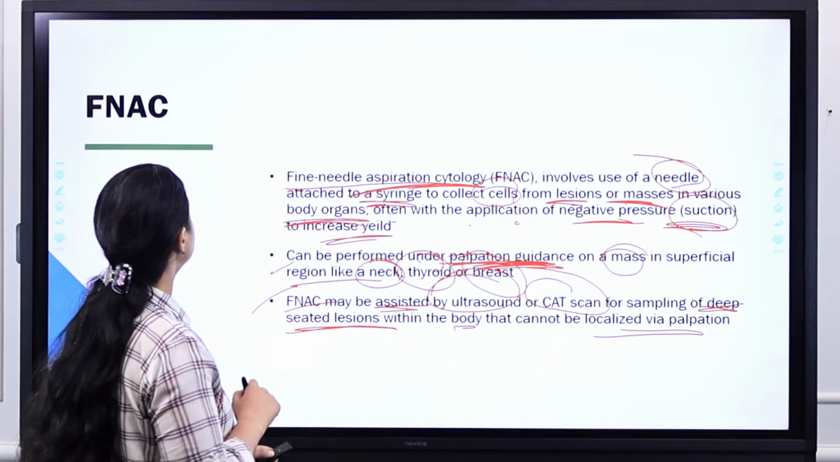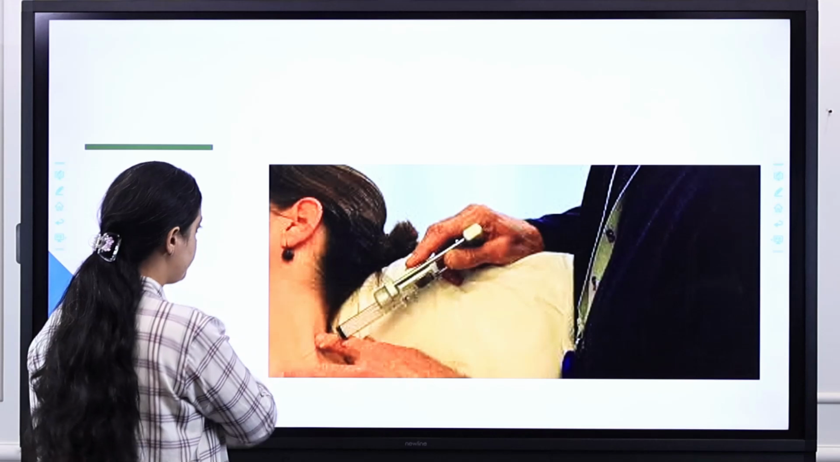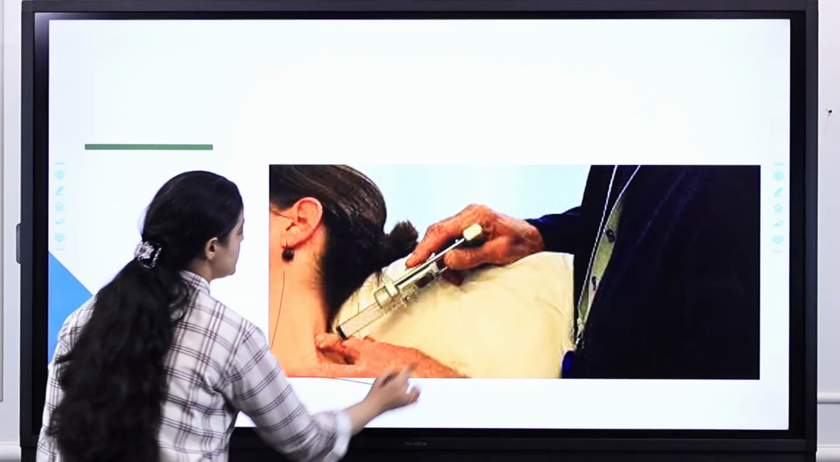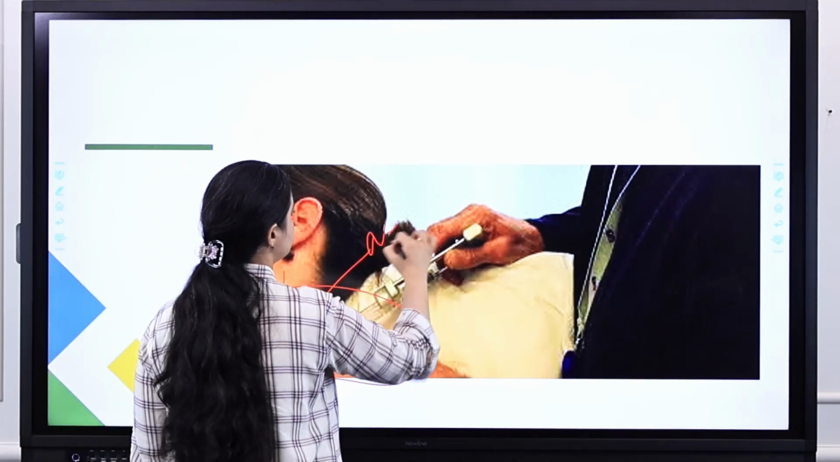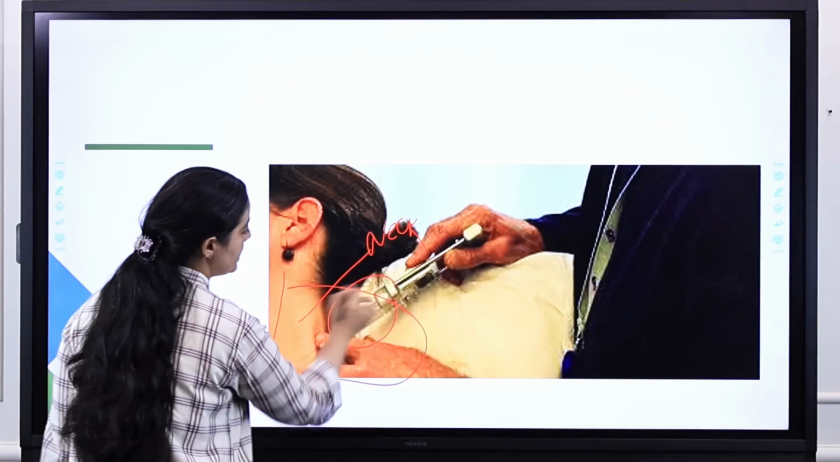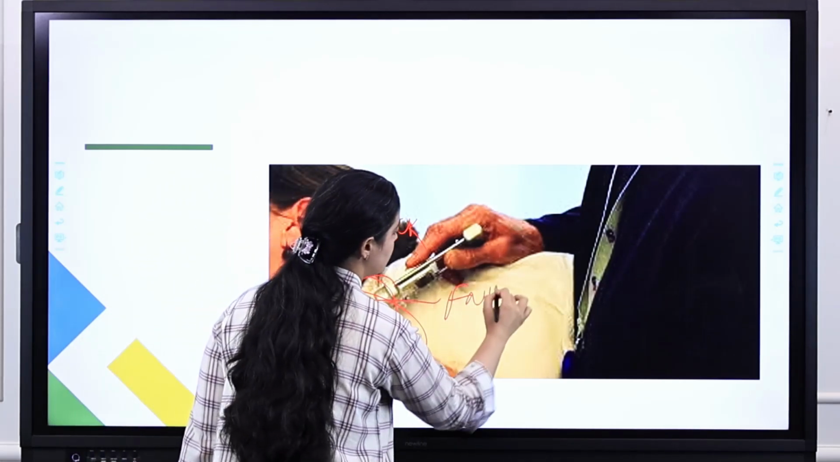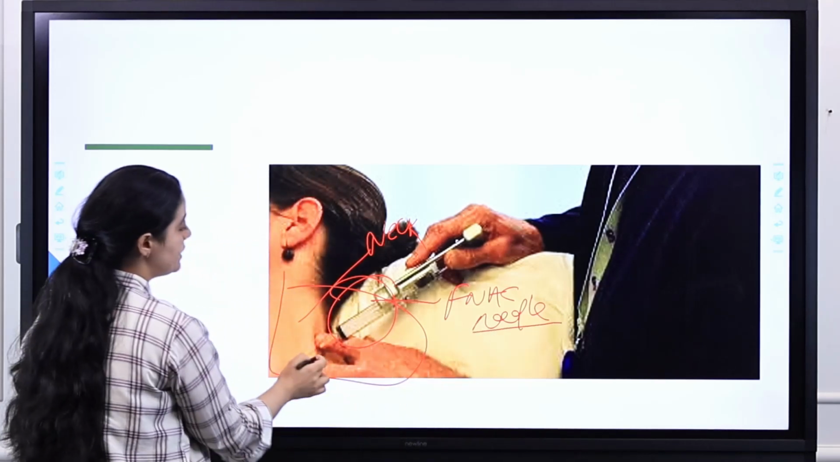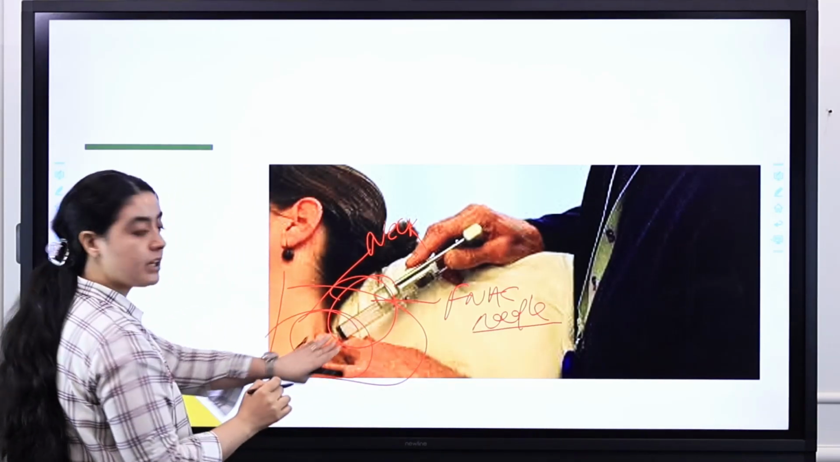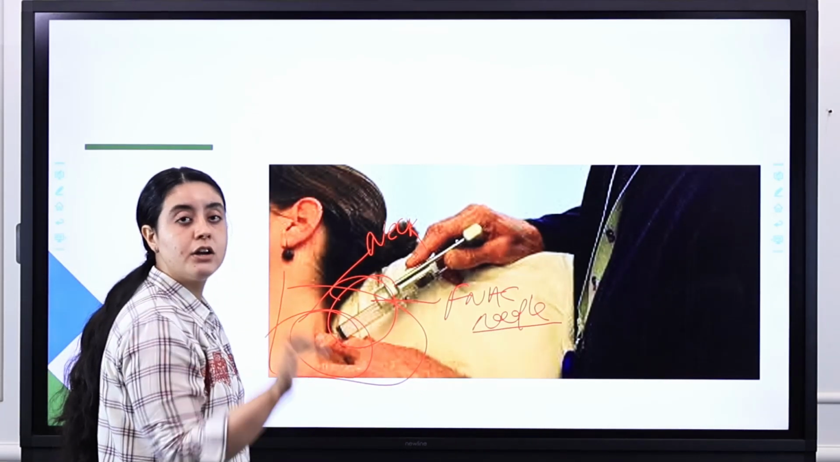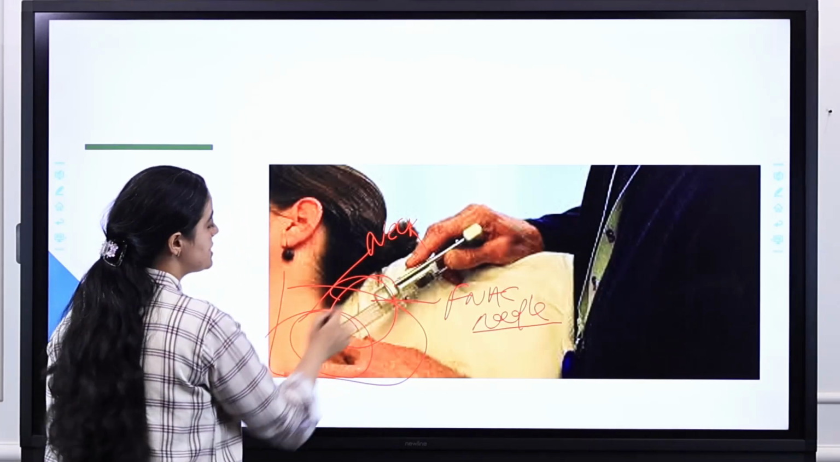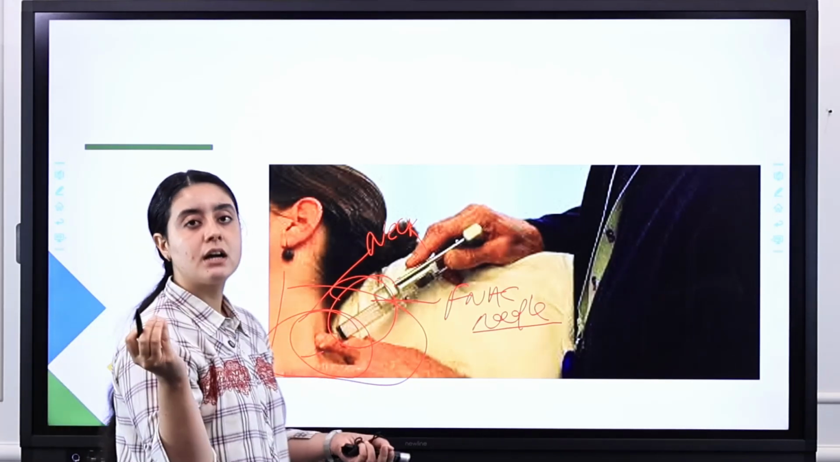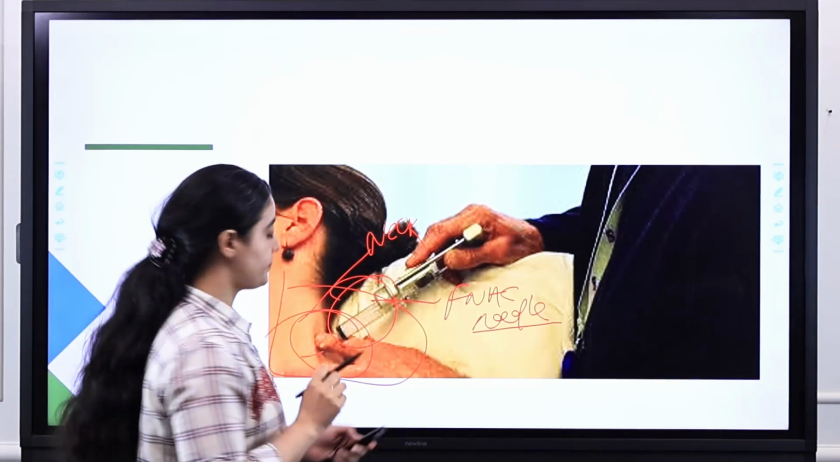Okay, so this is our FNAC, like this is the leg area. This is our FNAC needle. So first we have to check the palpation here. You have to touch the area, you have to feel the palpation, and then insert the needle like this and suck out all the abnormal fluid.